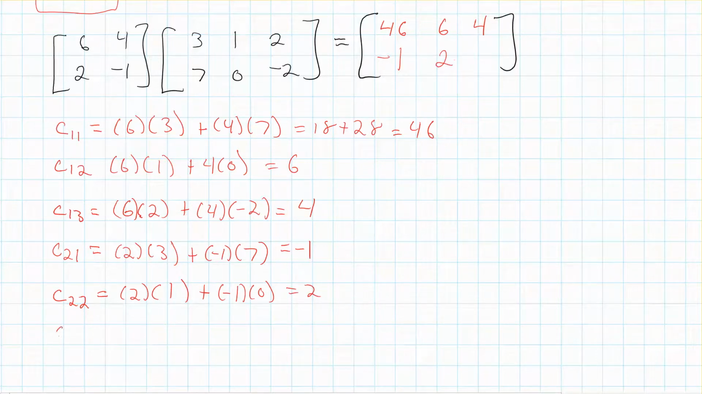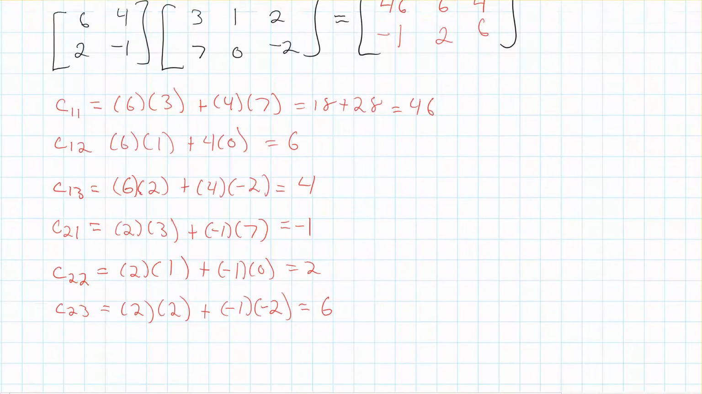And then finally for C23, we would have 2 times 2 plus negative 1 times negative 2. And so this would be 4 plus 2, which is 6. And so that would be our answer.